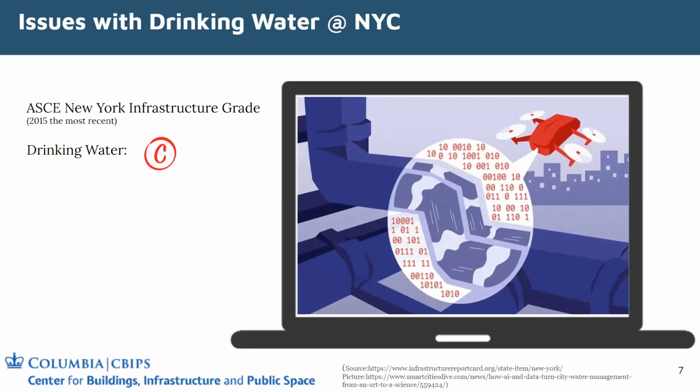So based on that, there are already some places, such as Washington D.C., that are already using drones to monitor the pipes underground. So this is just an example.